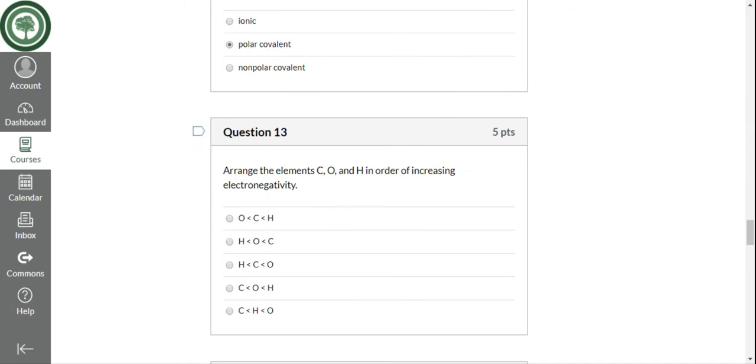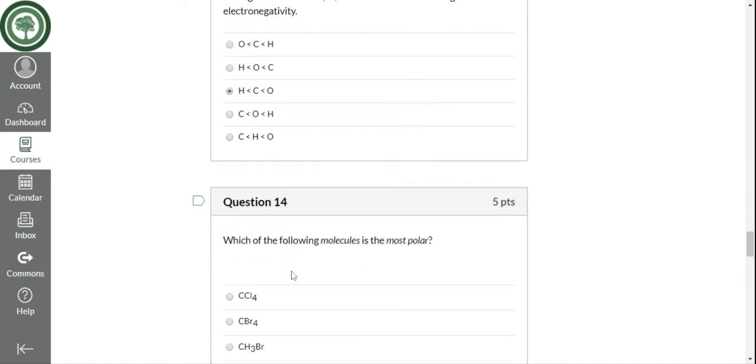Again, electronegativity, we talked about this trend in chapter 8. You just need to know that the trend increases up and to the right towards fluorine, but the noble gases being the lowest. So if we want this increasing, the most electronegative is oxygen, then carbon to the left, and then hydrogen to the left of that with the lowest.